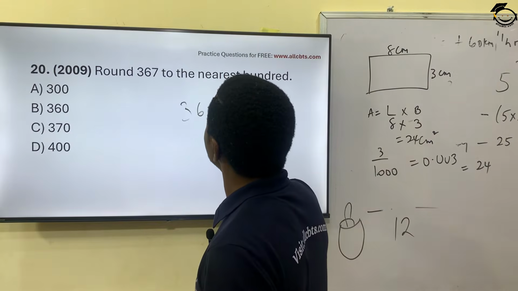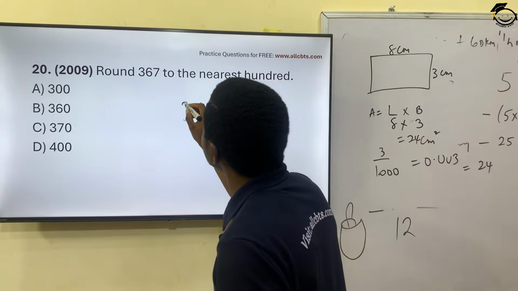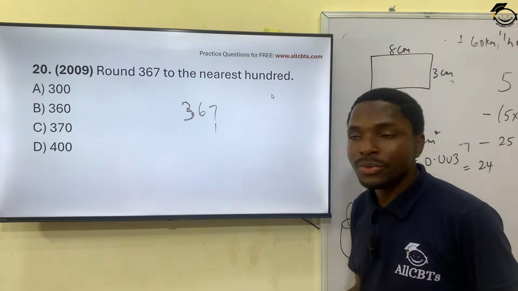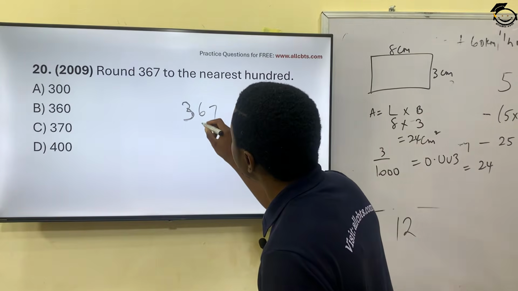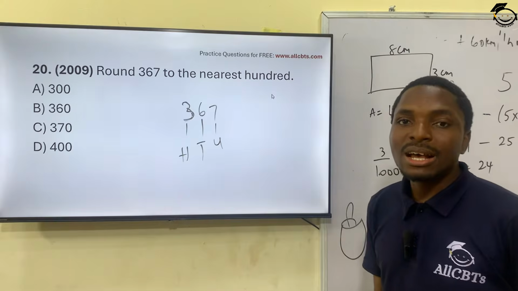367 to the nearest 100. Now, this is it. Simple as this. This is in place value. You have this as what? Unit. You have this as what? Tenth. You have this as what? 100. Now, this is the rule.